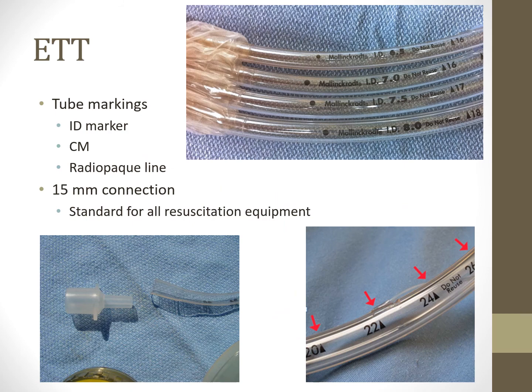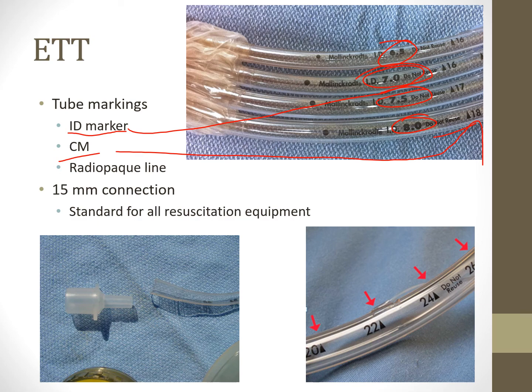ET tubes, you have two markings. You have the inner diameter marker. You have the centimeter markings. So this would be the inner diameter up here. So we're looking at this 7.0, and this one is a 7.5, and then this inner diameter is an 8.0, right? Or a 6.5. You're going to have your centimeter marking, and the centimeter marking is this one here. So 18 centimeters, 17, 16, right?